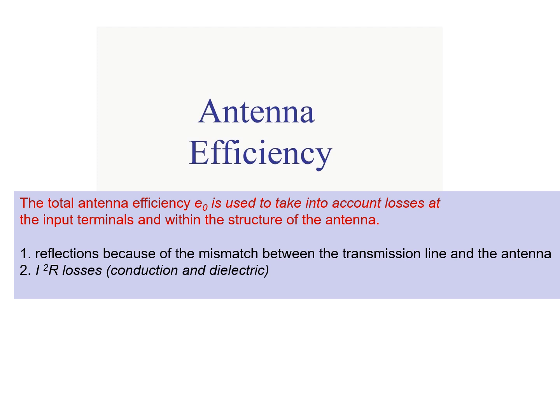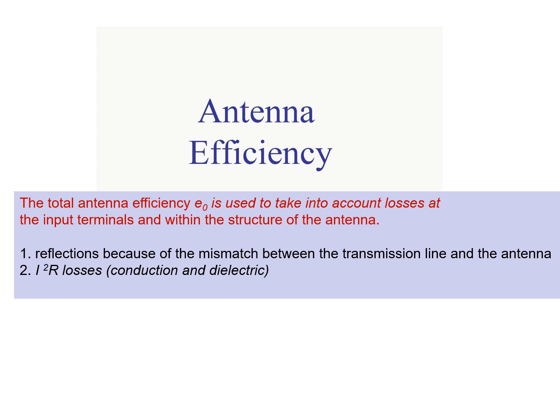Okay. Next topic is the antenna efficiency. Antenna efficiency basically is the ratio of the output radiated power to the input power. And the input power is basically the sum of the output power plus some losses. Now the total antenna efficiency, e naught, is used to take into account losses at the input terminals and within the structure of the antenna.